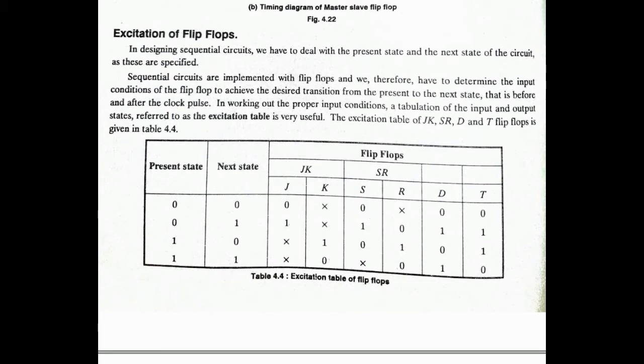for SR, when the present state and the next state are the same, S is 0. When present state is 0, next state is 1, it means set 1. 1 0 is reset and 1 1 is reset. D, the delay flip flop, gives output according to the next state, but after a delay. Toggle flip flop toggles the output state. So this is the excitation table.